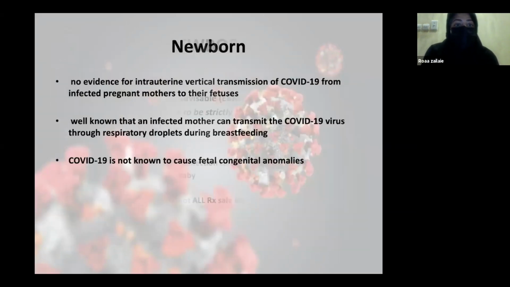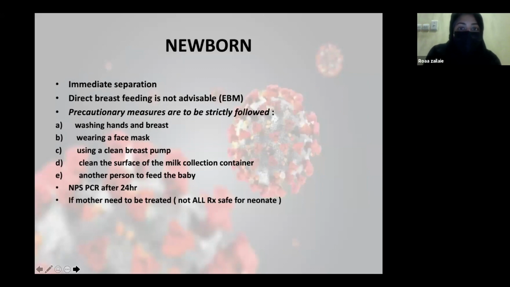So once the baby is delivered to a suspected or confirmed mother, immediate separation should be done. Direct breastfeeding is not advisable. We will use expressed breast milk.